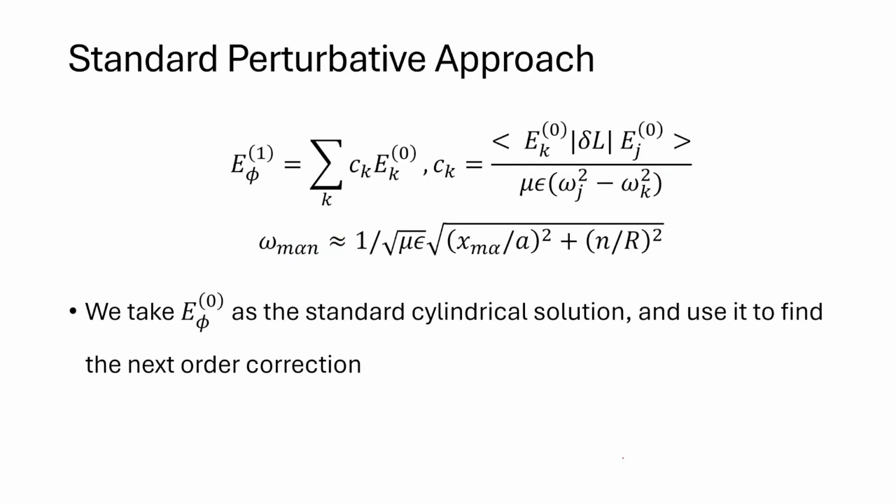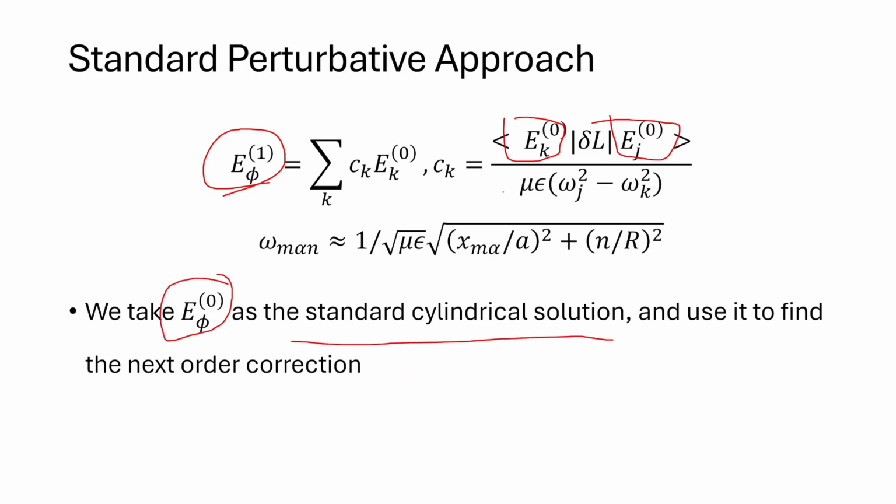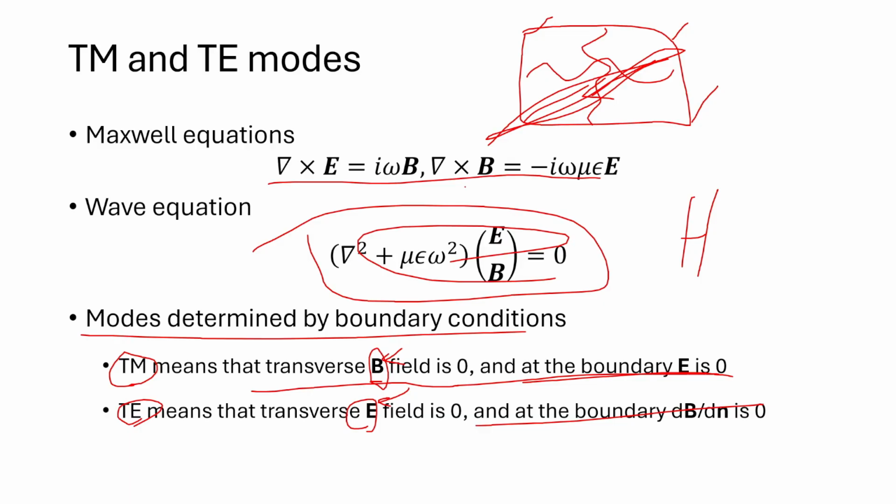And now we just take the standard perturbative approach, which is to say we know something about, where's the mouse? We know something about E0. We want to make the next approximation of E1. And E0 here is going to be the standard cylindrical solution. So we know the standard cylindrical solution. This here is going to be the perturbation in the Lagrangian, or not the Lagrangian, in the Lagrange operator, right? Because that's this one.